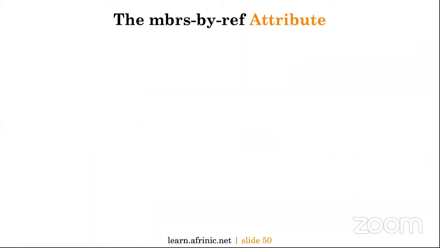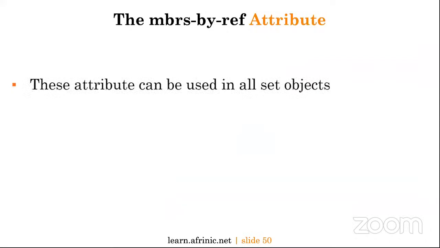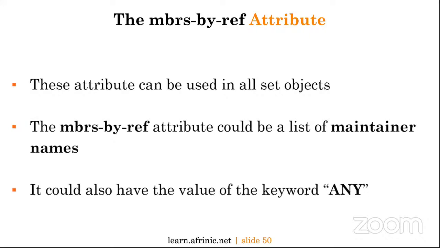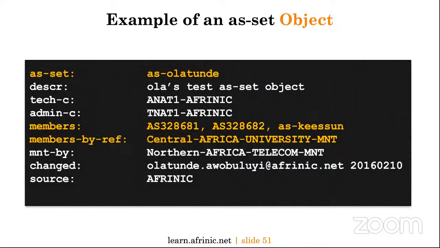And like the members-by-ref attribute, as I said, it's used to define sets, and it references the maintainers of an autnum object. Okay. So remember, AS sets are a set of autnums. You can create them two different ways: using member-of, where you can reference either an AS or an AS set, or using members-by-ref, which references the maintainers of an autnum. If you use the value keyword ANY, of course, it takes any. And this is another example of an AS set which has the members-by-ref attribute value.